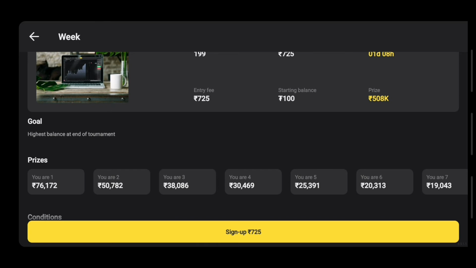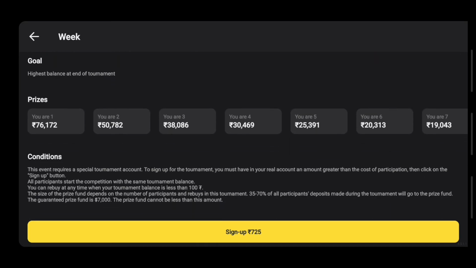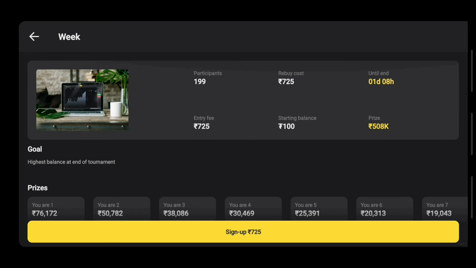Once it comes below 100, that's what it mentions over here, that you can buy at any time when your tournament balance is less than 100. So that's when the rebuy cost comes into the picture. Once your balance comes down below 100, in order to buy, you need to again pay 725.